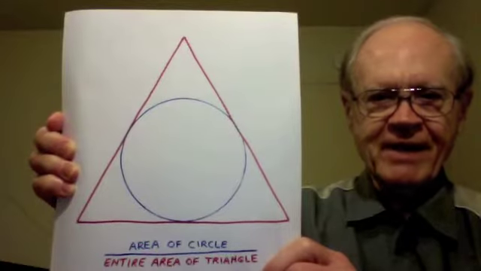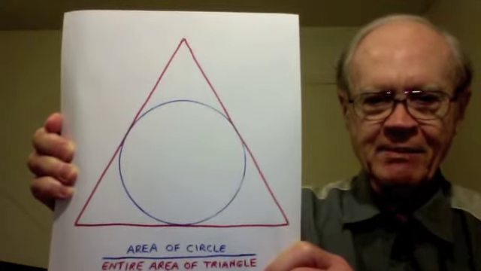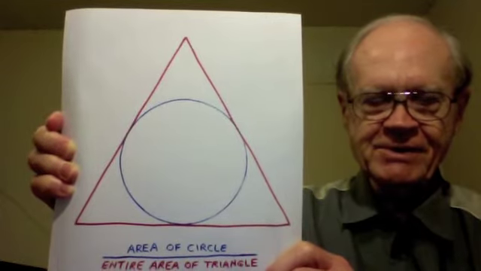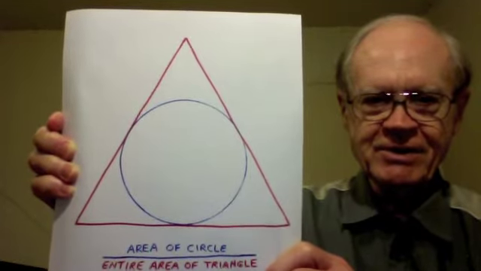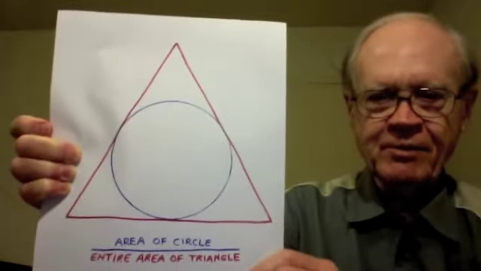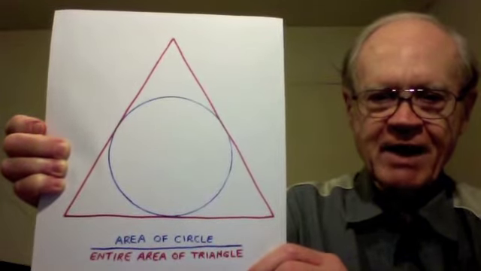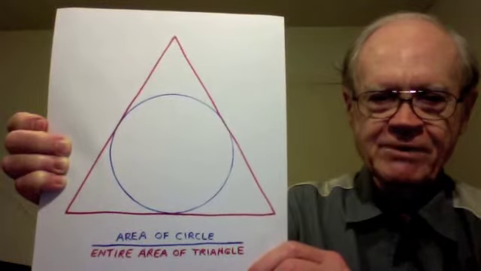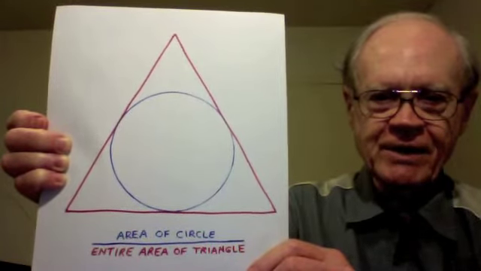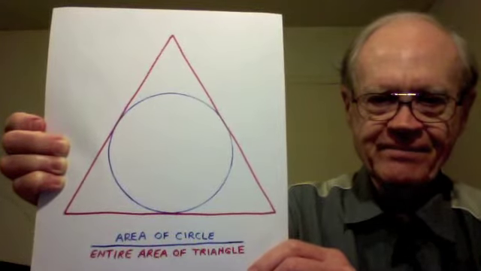This is a solution video for my triangle and circle math challenge. In that challenge, I presented an equilateral triangle, that is a triangle with all three sides the same length, and inscribed in it is a circle, that is the circle is tangent to the triangle at these 3 points. And I asked the simple question, what is the ratio of the area of the circle to the entire area of the triangle? In other words, the area of the circle is what fraction of the entire triangle's area?